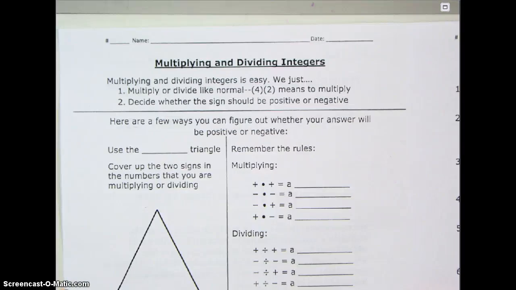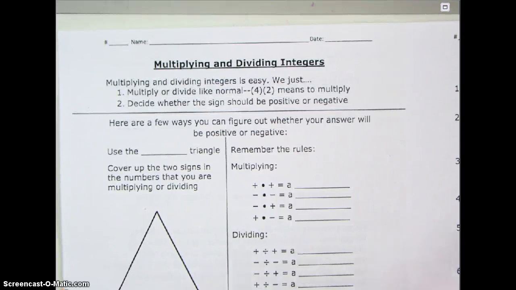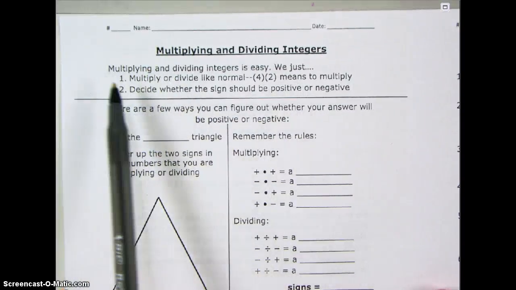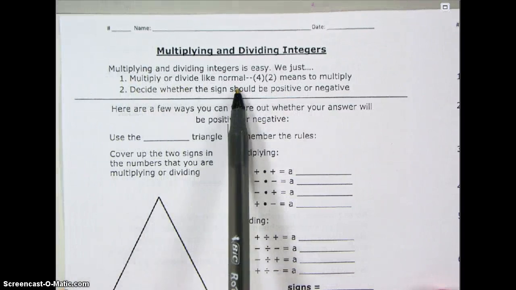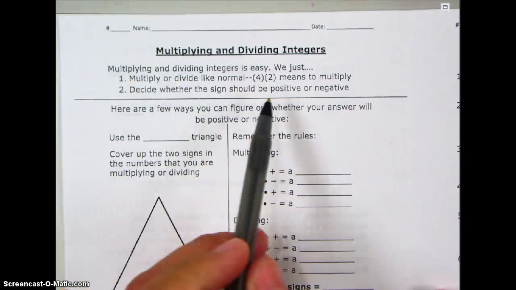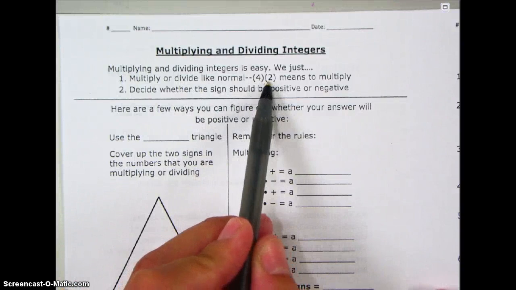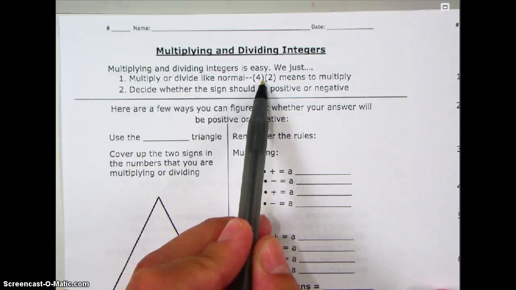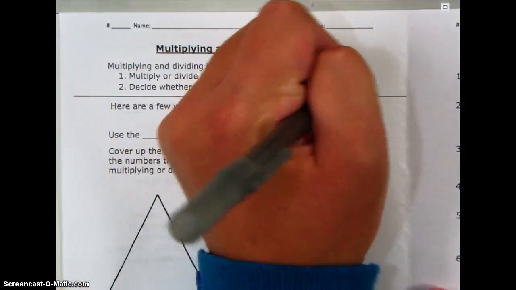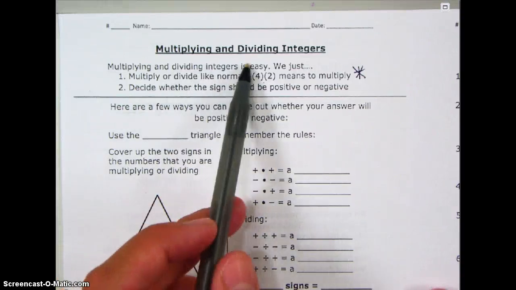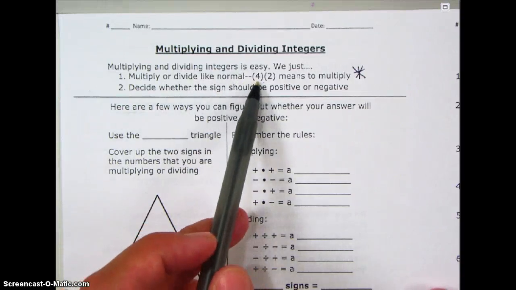Let's go ahead and open to the inside, left side first. We're going to take some notes. Multiplying and dividing integers is easy. First, we just need to multiply or divide like normal. Notice that I did include here this parentheses notation. When you see two numbers right up against each other separated with parentheses, that means to multiply. You might want to make a note of that to yourself so you remember from now on that if you see this type of notation, that's an indication of multiplication.